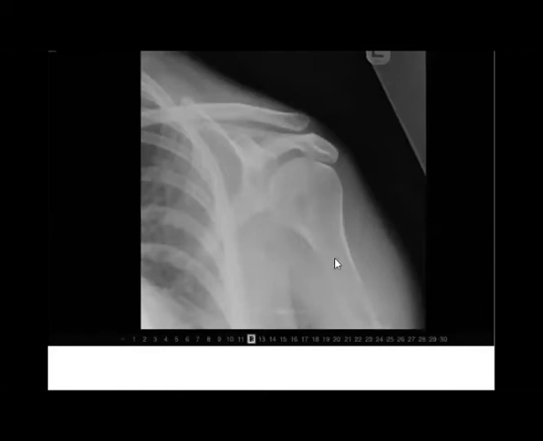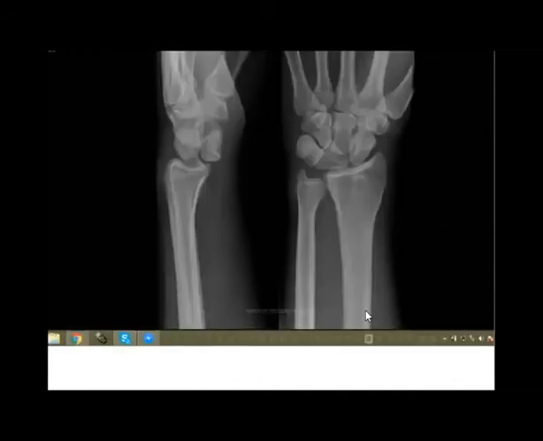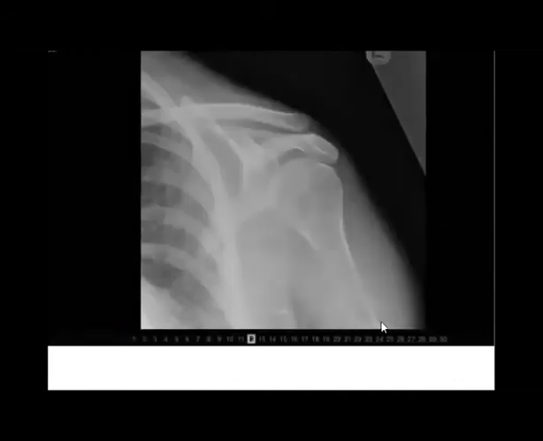Now you are going to the differential of a lytic humeral lesion with sclerosis. So metastasis will be one of the good differentials, or infection like osteomyelitis.